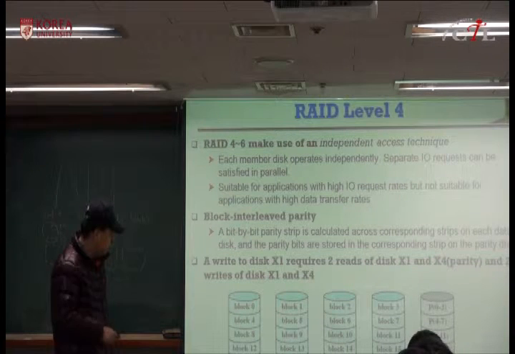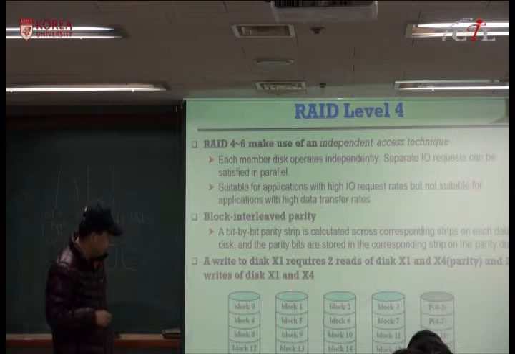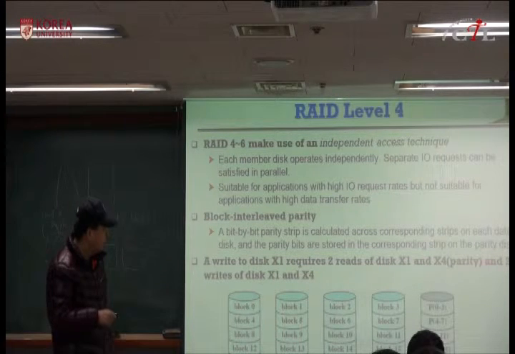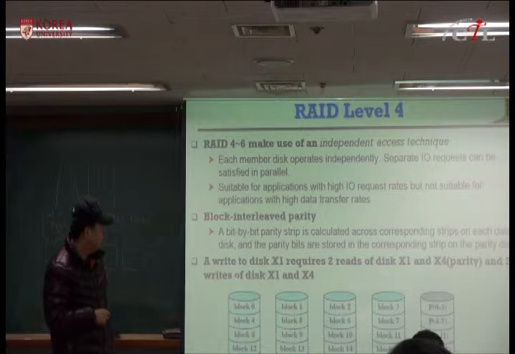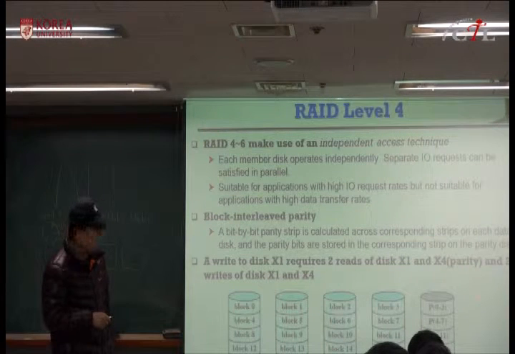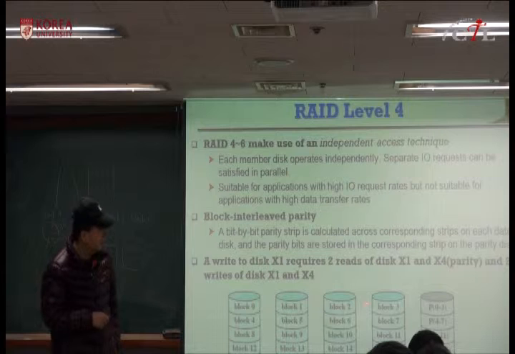And if you organize in this way, then a write to disk X1 is here. So this is disk X0, X1, X2, X3, and X4. It requires 2 reads of disks X1 and X4, and 2 writes of disks X1 and X4 to compute. So whenever you modify a block on the second disk, you also need to modify the parity. Intuitively, to compute the parity you would have to read all these other disks as well, right? But you can avoid reading these other disks.